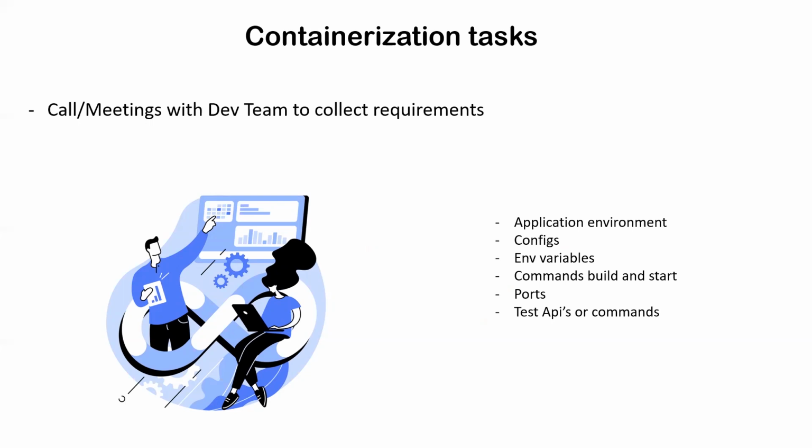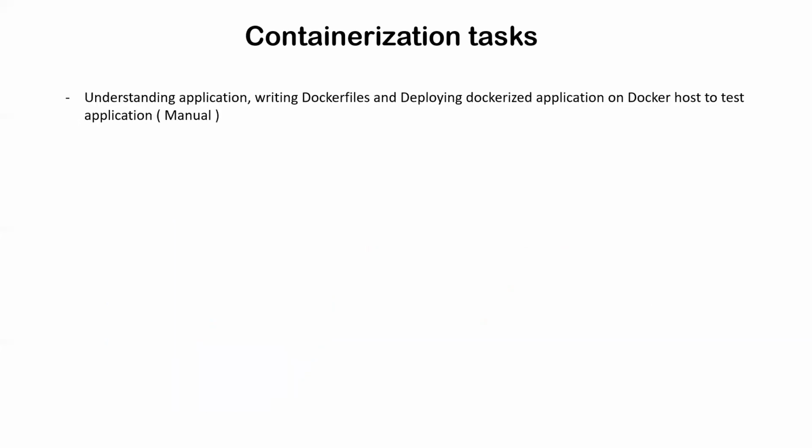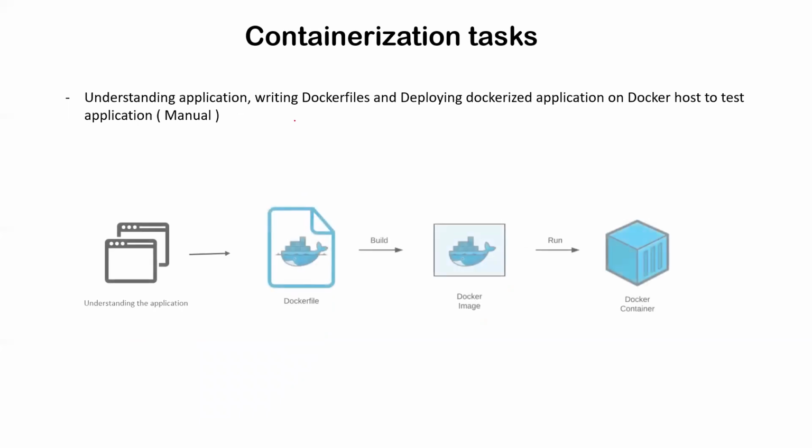So once we get all this information, we used to take a little time to understand the application and to understand the configuration. And once the understanding is done, then we used to start writing a Dockerfile. Once the Dockerfile is done, by using that Dockerfile, we used to create a Docker image. Once the Docker image is available, by using that Docker image on a test Docker host, we used to deploy that particular application or microservice.